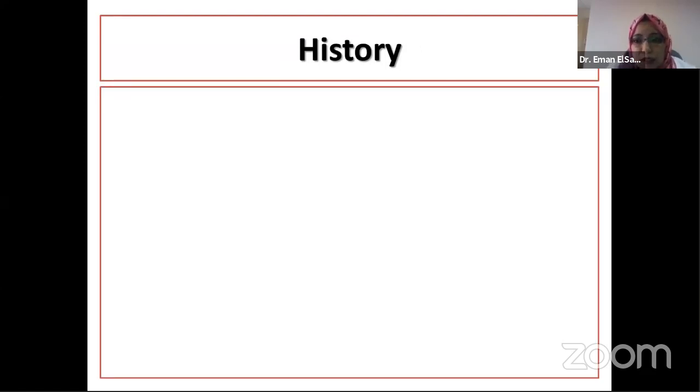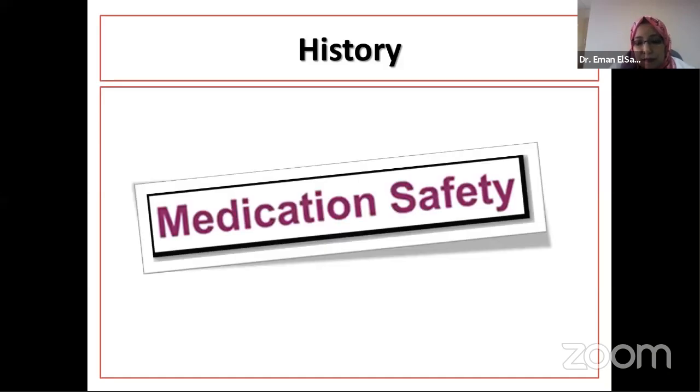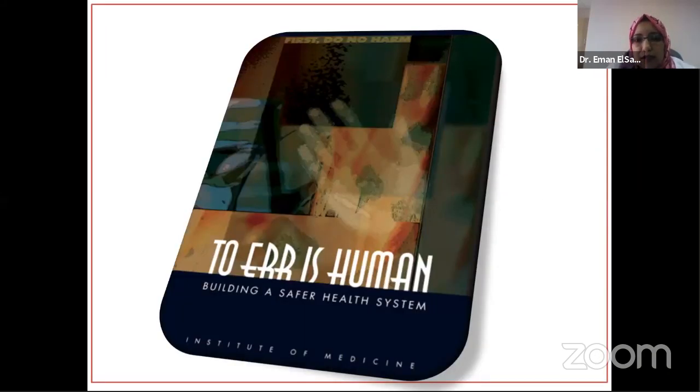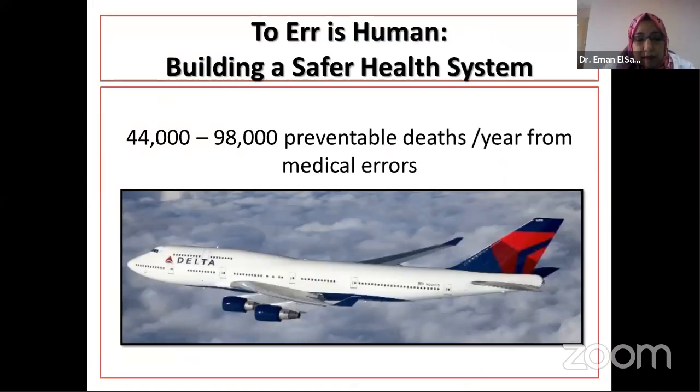Let's discuss some points from the history of medication safety. To Err Is Human. It's a report from the Institute of Medicine, IOM, in 1999. This report is really considered a landmark report in medication safety. There are many things in the report, but simply, according to the report, from 44,000 to 98,000 preventable deaths per year result from medical error, which is equal to two jumbo airplanes crashing two times weekly. This is considered a huge number.